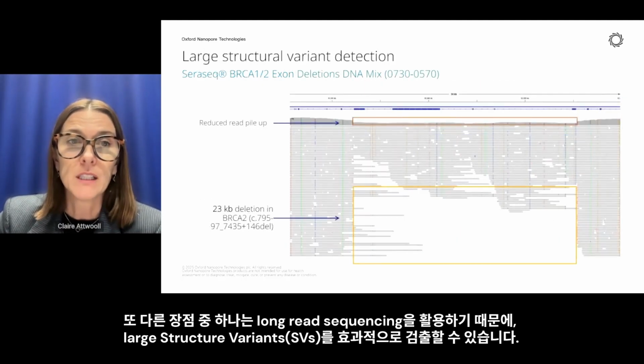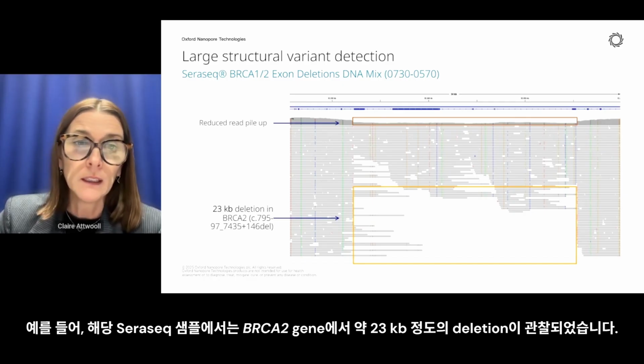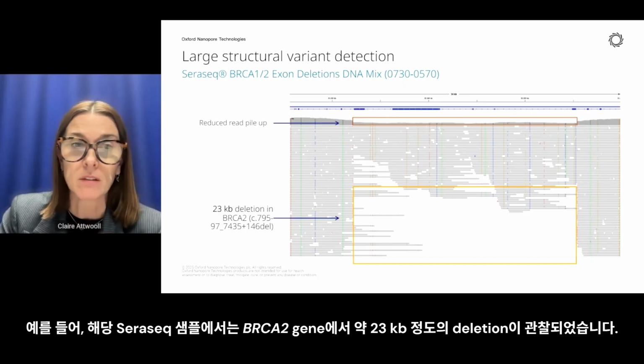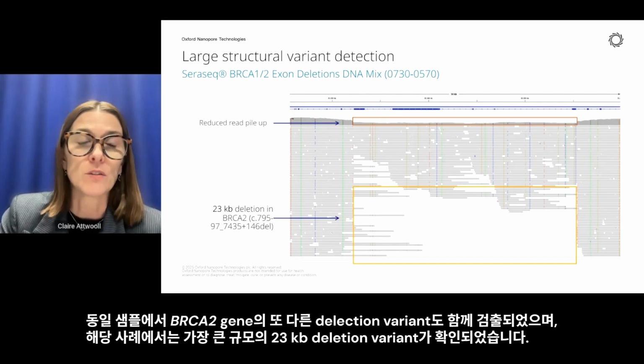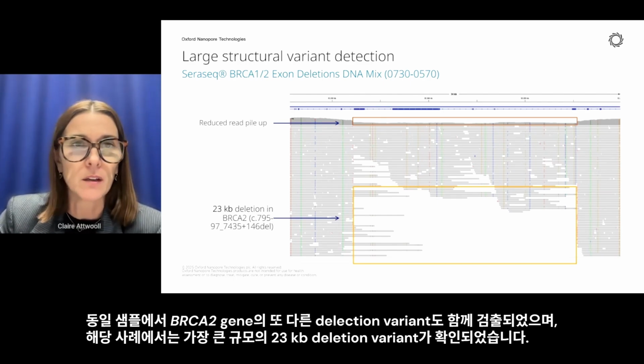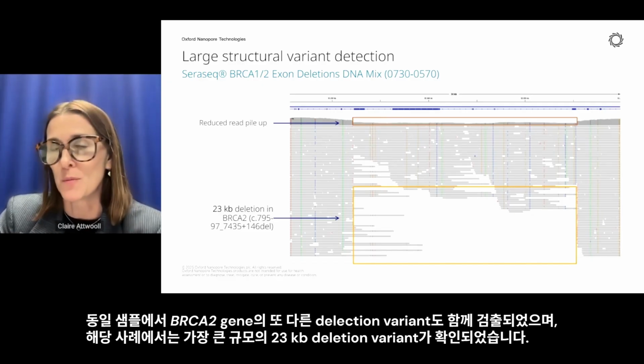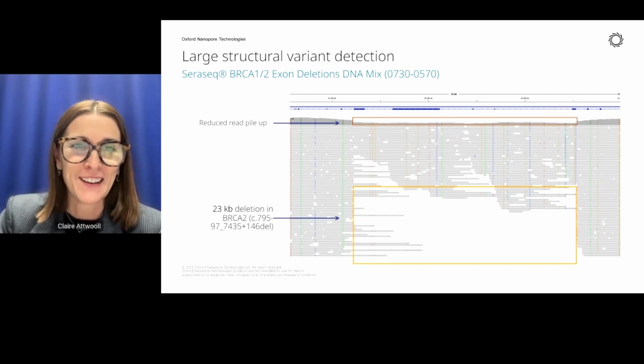Because we have longer reads, we can capture large structural variants quite well. This is an example of a Seracare sample that has a 23 kb deletion in BRCA2. There is also another deletion in BRCA2 in this same sample, and we detect that as well. But the 23 kb one is the biggest one, so I showed that.